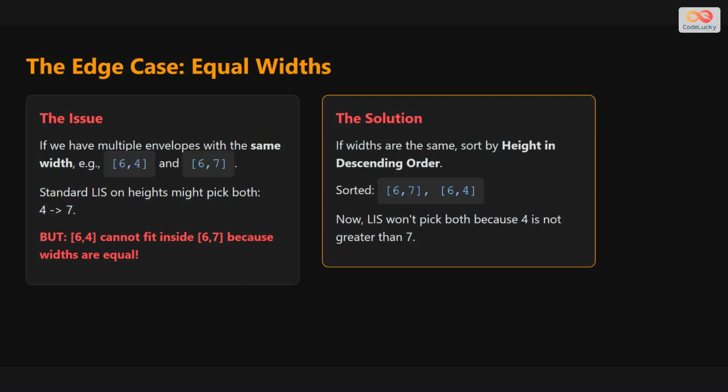But wait, there is a catch. What happens when 2 envelopes have the same width? If we just look for increasing heights, we might mistakenly try to nest an envelope of size 6 by 4 into one of size 6 by 7. This is invalid because the widths are identical. To prevent this, we use a clever trick. If widths are equal, we sort the heights in descending order.